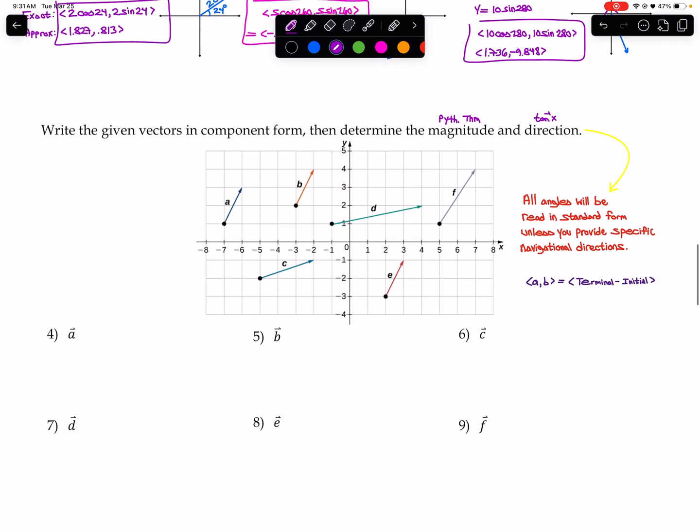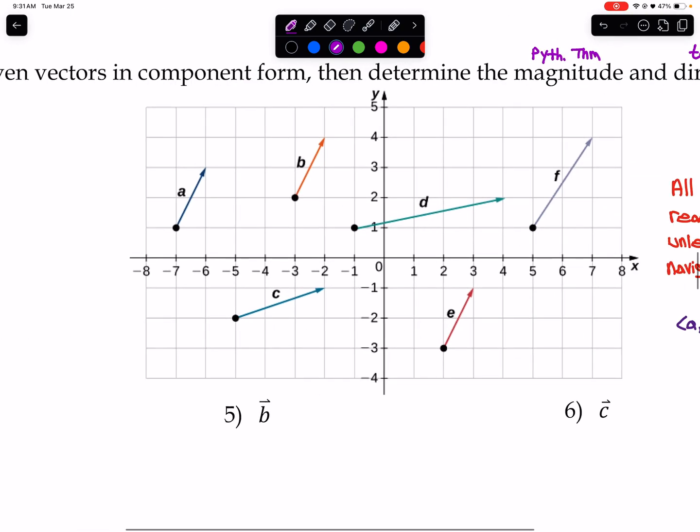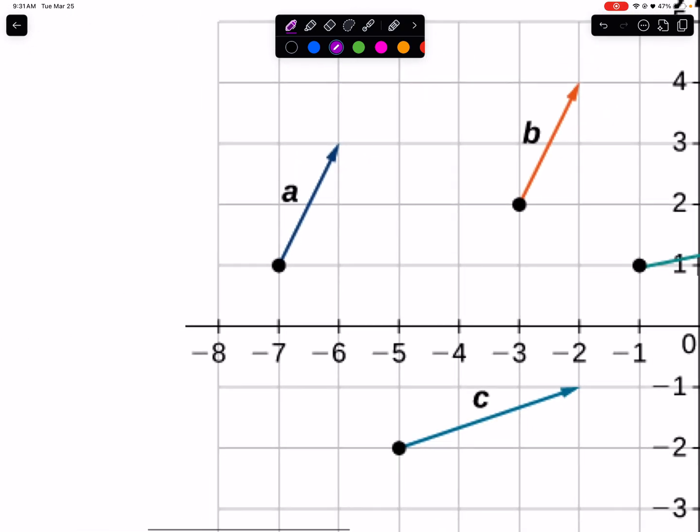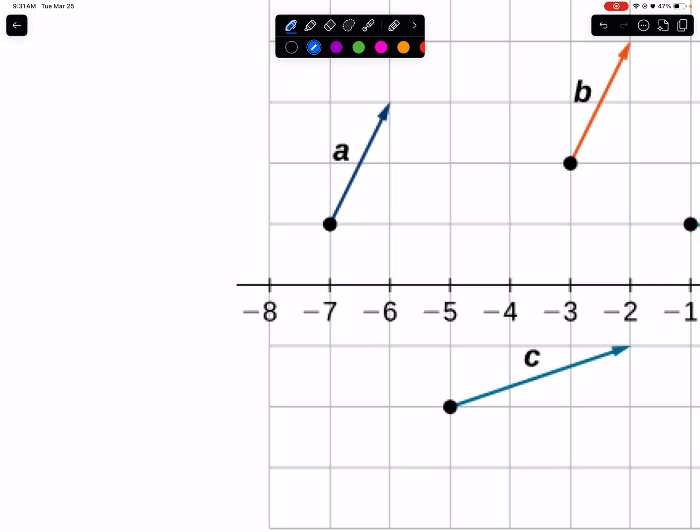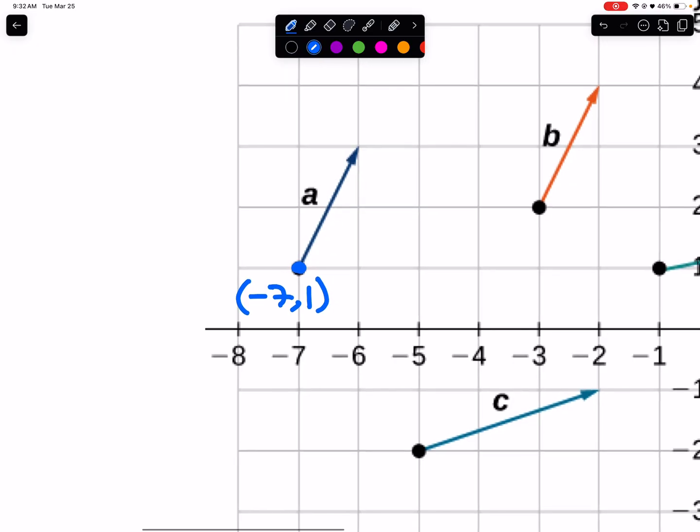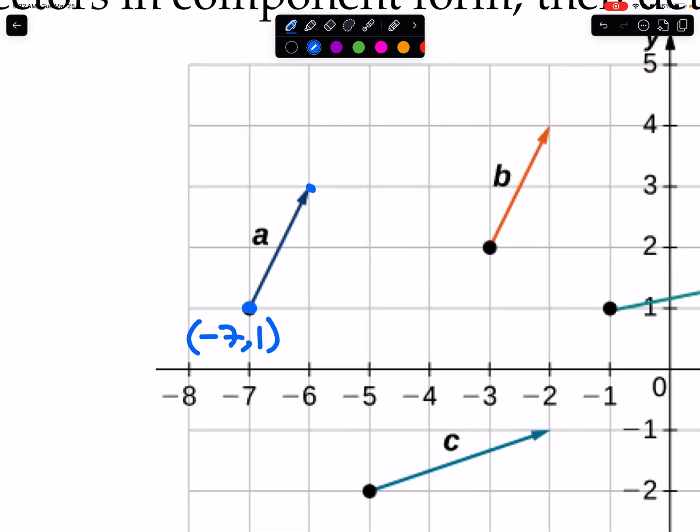I'm looking to do a couple of these. I'm not going to do all of these, otherwise this video would be 20,000 hours long. So we're going to start with just vector A. If I look for vector A on my little map here, I need to find the coordinates. The initial side of vector A would be the coordinates of -7, 1. And the coordinate of my terminal side, which is where it's going to end, is going to be -6, 3.